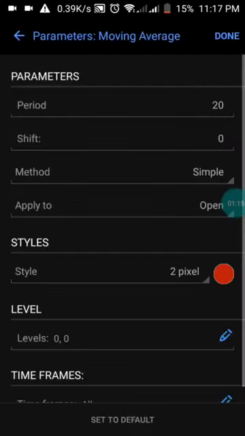So we have the first moving average, which is on our main chart. We have the period of 20. We have method to be simple. We have apply to open. We have our style to be in red color, and you can choose any color of your choice. So you press on done.